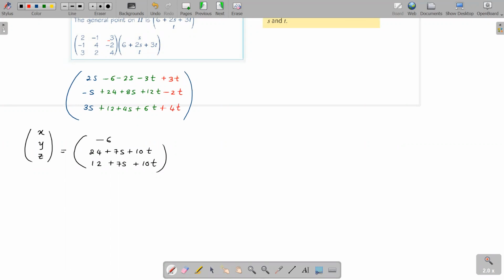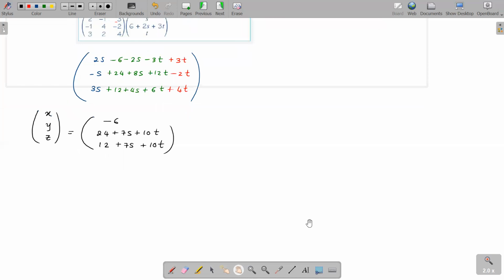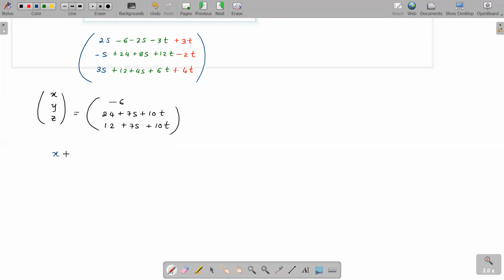S and t must be removed because we input s and t as we like, right? Do you remember we used x as s and z as t in the way that it was easy for us to simplify. So because of that, s and t were not a part of the original form. So it should not be a part of your answer. So how do we remove it? You can take here x is equal to minus 6 and the next one y equals 24 plus 7s plus 10t. How do I get rid of the s and t?